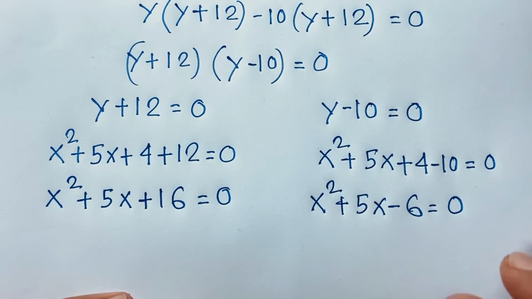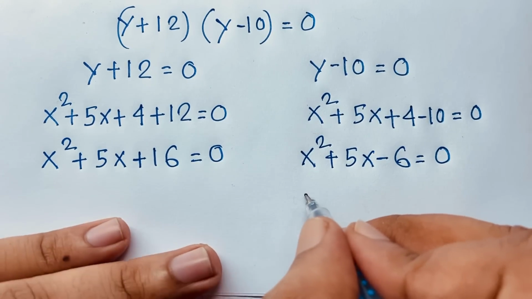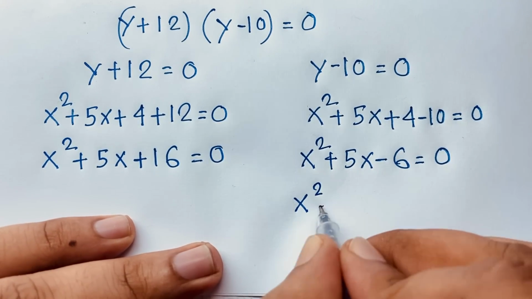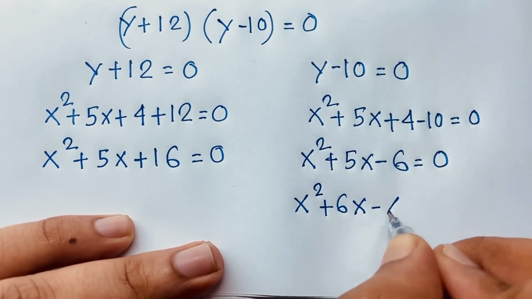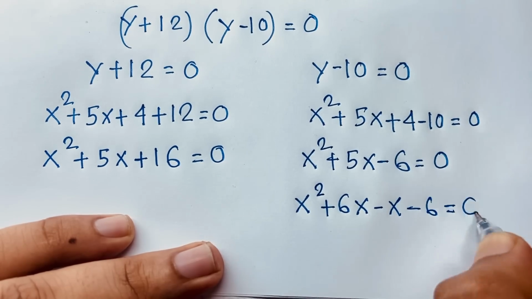So you can see easily here, if I do the middle factor, this expression will be x squared plus 6x minus x minus 6 is equal to 0.